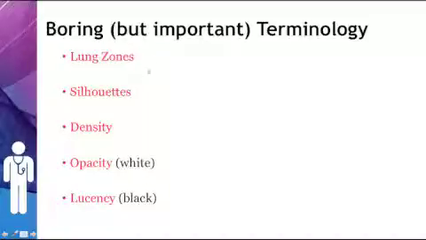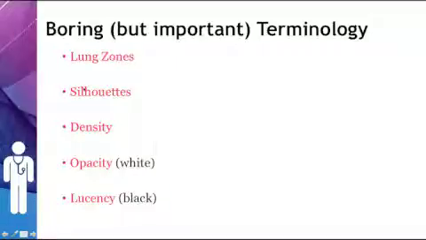The various lung zones are divided into 3. The upper 2 ribs represent zone 1, zone 2, the middle zone, would be down to about the 4th or 5th rib, and then the rest of the lung field is reflected by the lower zone.